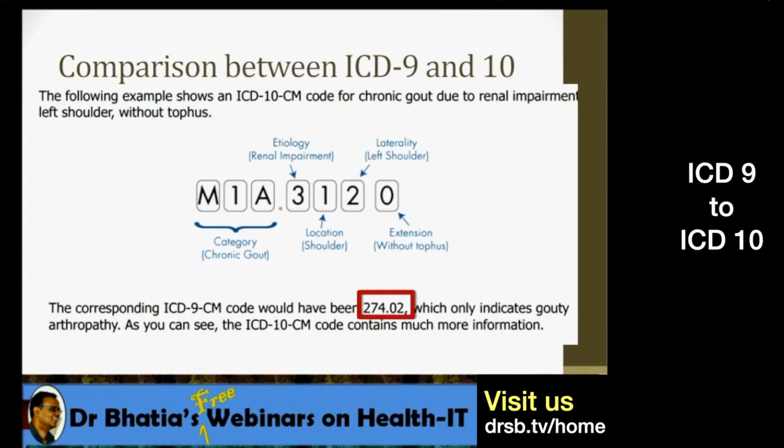Now, this whole long description is completely captured by ICD-10. But in ICD-9 CM, we could only call it 274.02, which indicates only gouty arthropathy. So all this description about left shoulder, due to kidney impairment or renal impairment, and with or without tophus would have been lost if we were coding this disease in ICD-9.